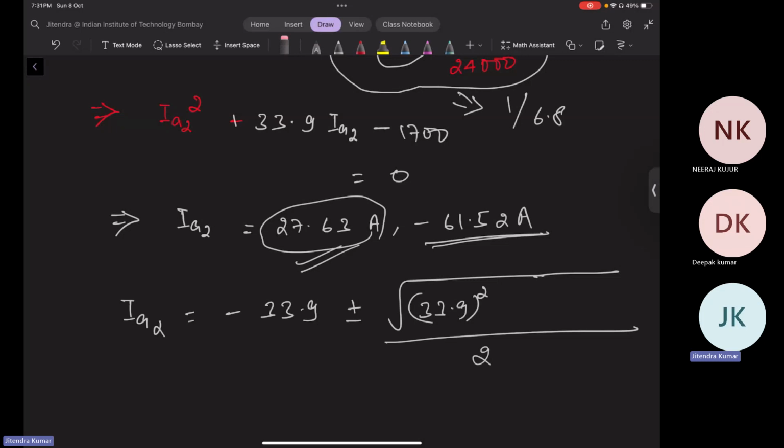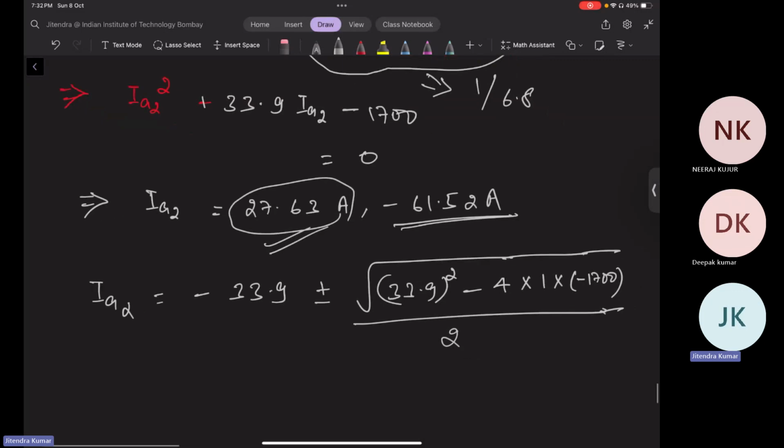Where did you commit the mistake? Minus 4 into 1 into minus 1700. Are you able to figure it out? So if this whole component is negative, then only you will get complex terms.